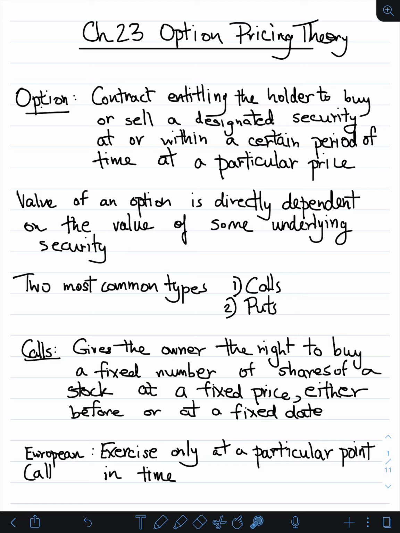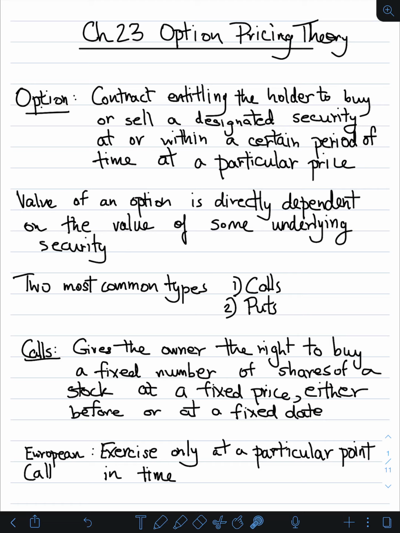The two most common types of options are calls and puts. So a call option and a put option, and it's just referred to as calls and puts. What is a call option? Think of it as calling something in. It gives the owner the right to buy a fixed number of shares of a particular stock at a fixed price, either before or at a fixed date.